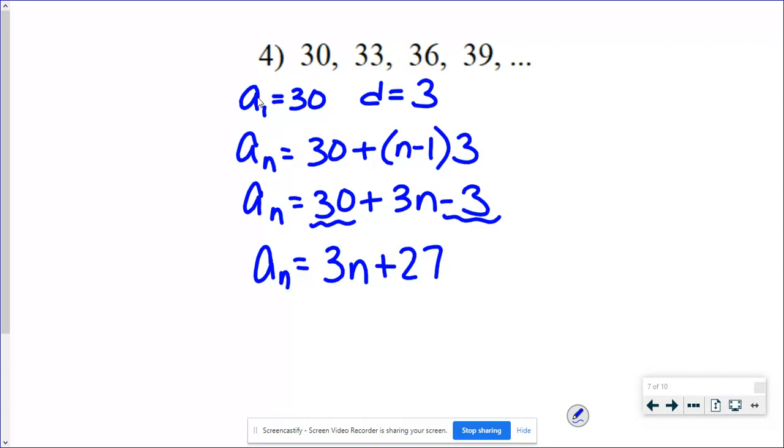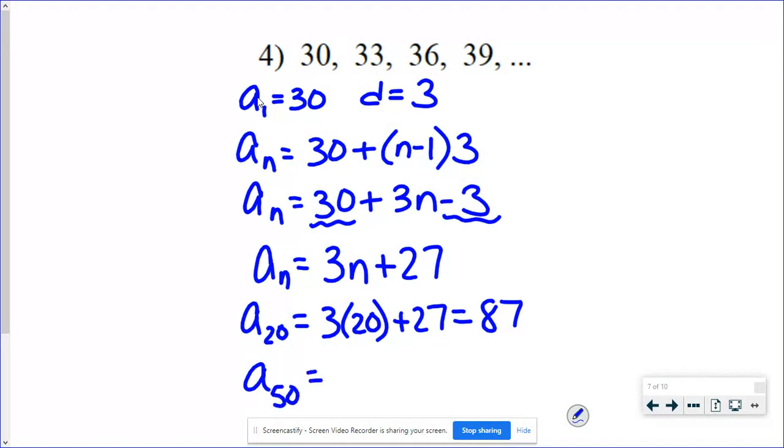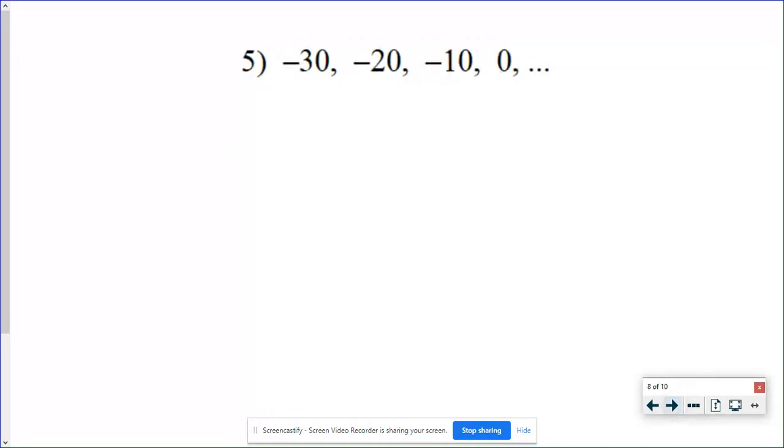Okay. Then when you substitute in, a sub 20 is going to be 3 times 20, which is 60. 60 plus 27 is going to be 87. And the 50th term is going to be 3 times 50, which is 150. 150 plus 27 would be 177. Now, I chose to have this problem in here because it's starting with negative numbers, but they are increasing. And again, some people look at this and they assume that those numbers are decreasing because they're going from 30 to 20 to 10. But remember, these are negative numbers.